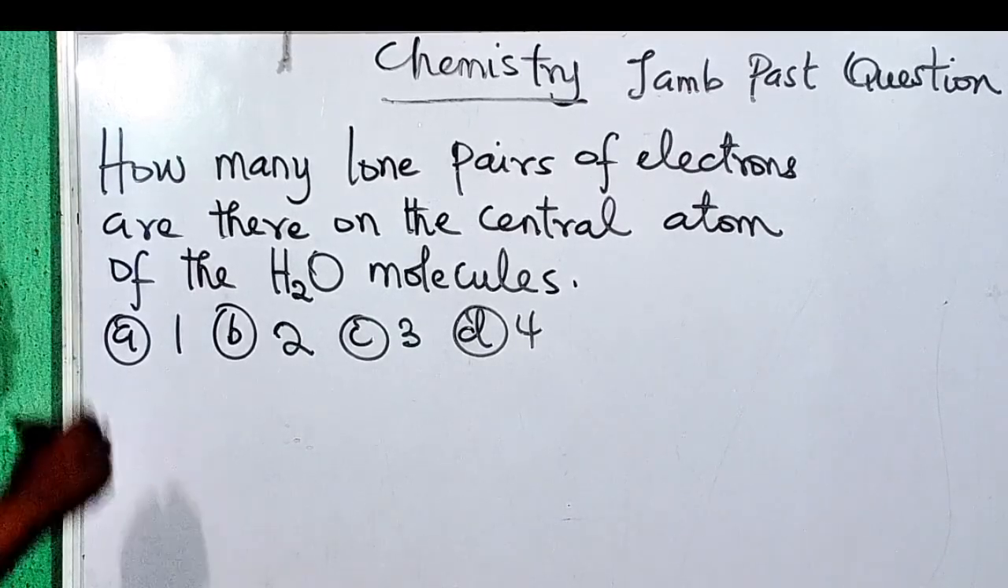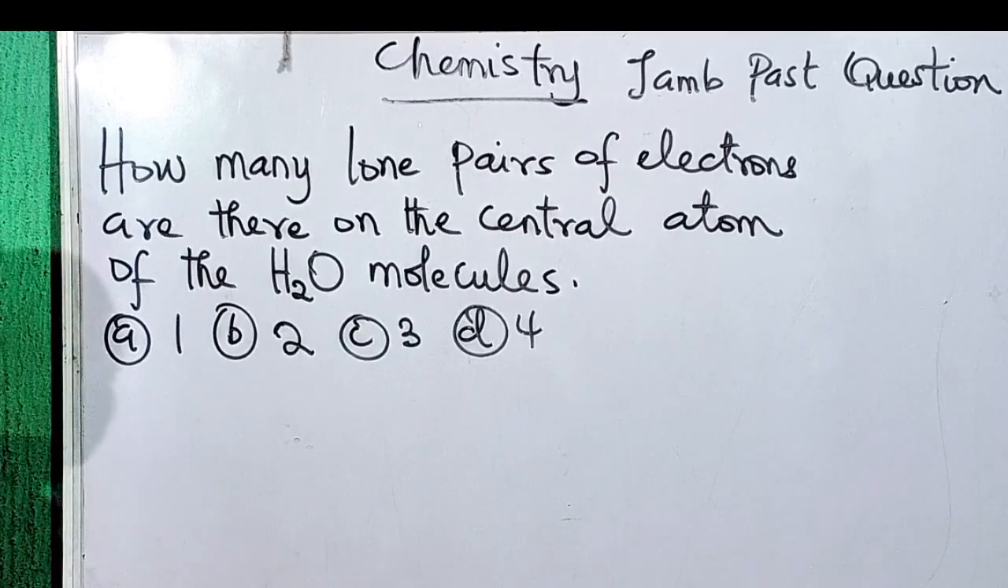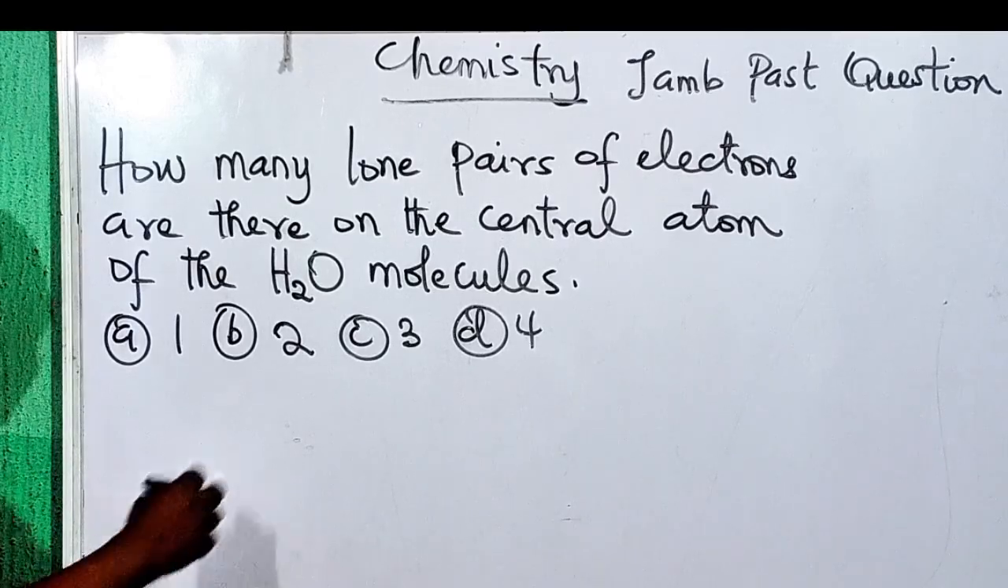Today we shall be looking at chemistry. Now we have a JAMB past question on the board. It reads: how many lone pairs of electrons are there on the central atom of the H2O molecule? A, 1; B, 2; C, 3; and D, 4. Now how do we solve this question? Let us go.